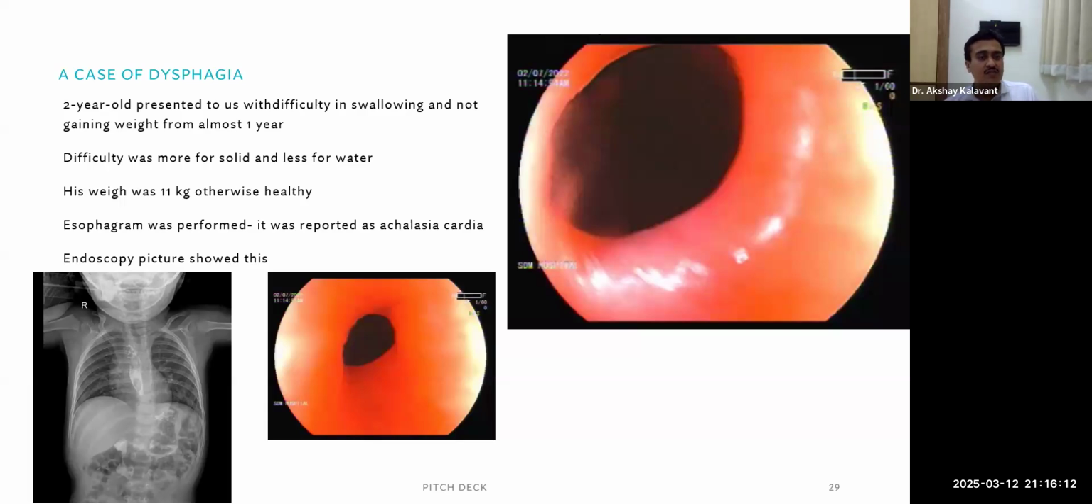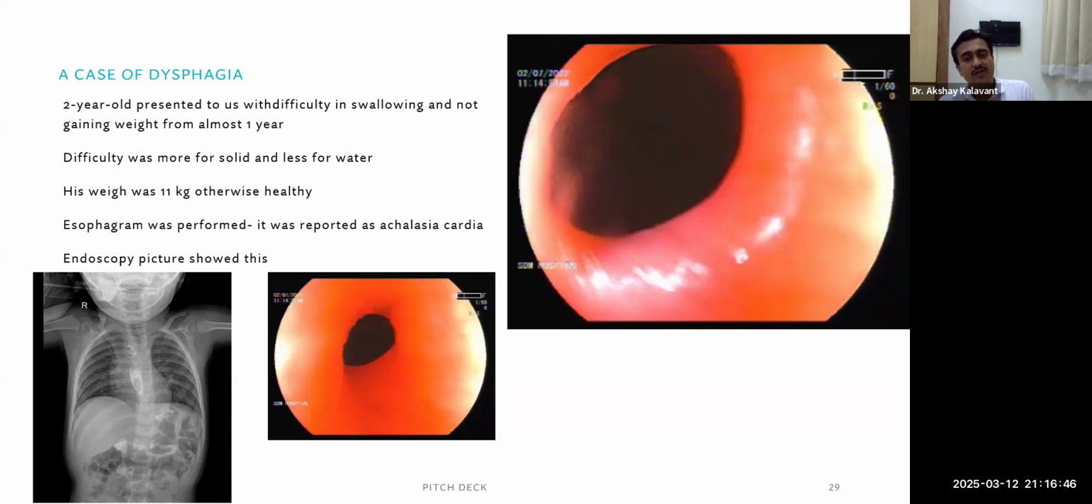Then, of course, for dysphagia, we had asked for an esophagogram. Can anybody tell, looking at this picture, what it could be? So this was reported as achalasia cardia. Of course, it looks something like achalasia cardia here. We do endoscopy for all achalasia cardia. If you do endoscopy for achalasia cardia, the lower esophageal sphincter dilates and we'll be able to feed the child well. After 3 to 4 weeks, the child will be able to gain at least 1.5 to 2 kilograms of weight, and we can take the child up for Heller's myotomy.